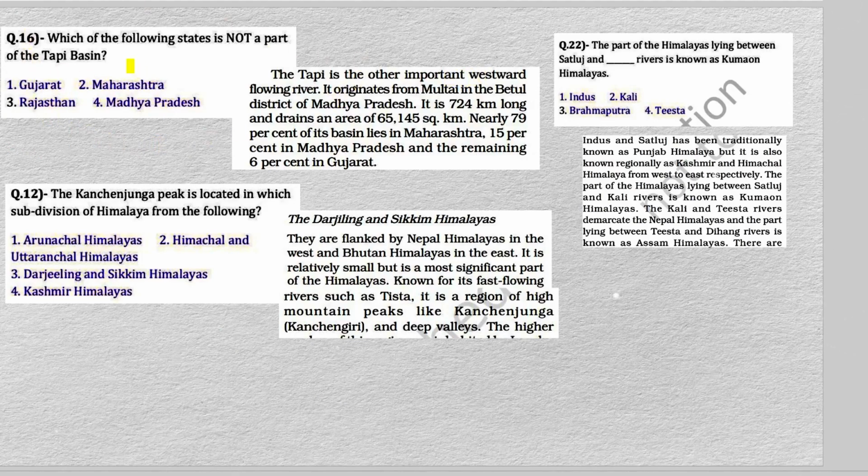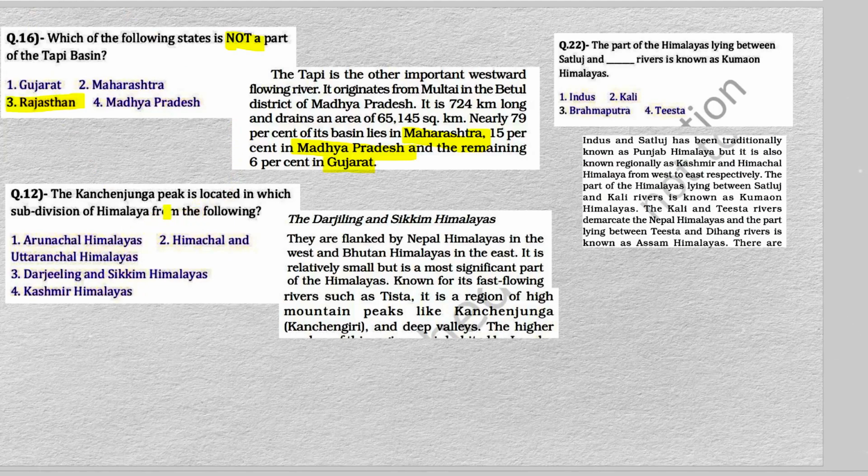The first question is, which of the following states is not a part of the Tapi Basin? Here you can see the NCERT page, and it is given that nearly 79% of the basin lies in Maharashtra, 15% lies in Madhya Pradesh, and the remaining in Gujarat. So here you can clearly see the answer 3 is not a part of the Tapi Basin.